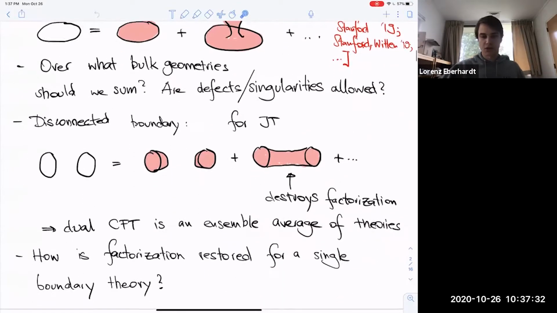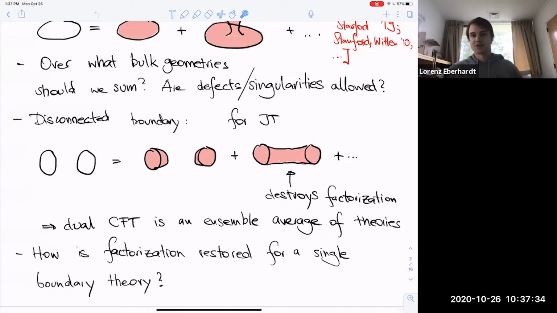In general, a question people have, of course, is over what kind of bulk geometry we should sum. Should we sum over any bulk geometry that comes to our mind? Are defects, singularities allowed, and so on? Especially in 2D, perhaps the situation is still kind of clear. You just have this genus expansion, but if you go higher in dimension, there's a whole zoo of manifolds you could potentially sum over. So you might worry, what should you sum over?